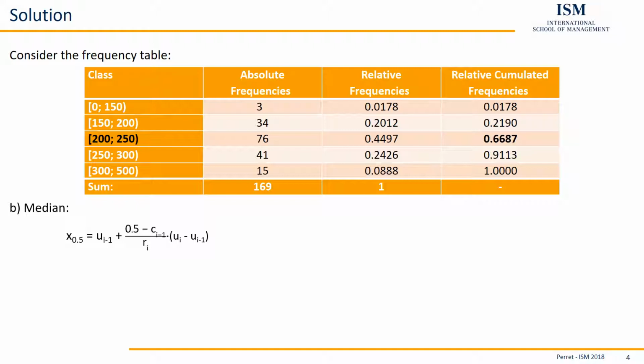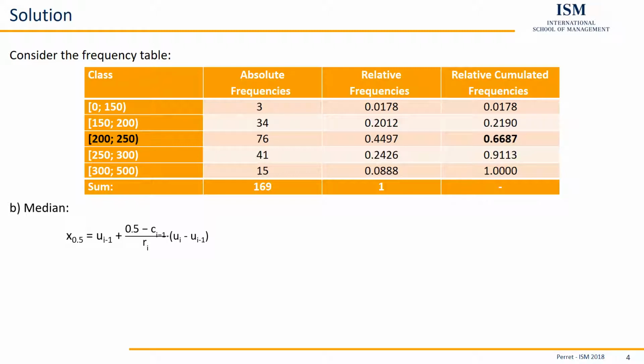To this u_{i-1} we add 0.5 minus c_{i-1}. This is the relative cumulated frequency of the preceding class, so the relative cumulated frequency of the class 150 to 200. And this difference is then divided by r_i. r_i is the relative frequency of the median class. So here it's 0.4497. And finally, we have to multiply this expression with the width of the class.